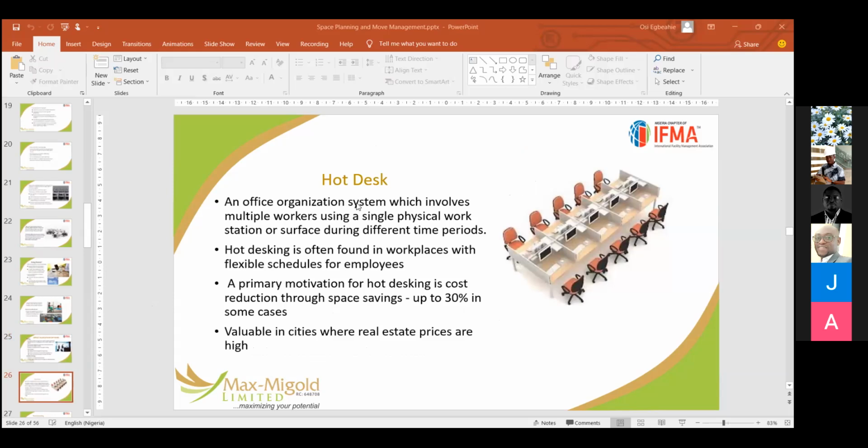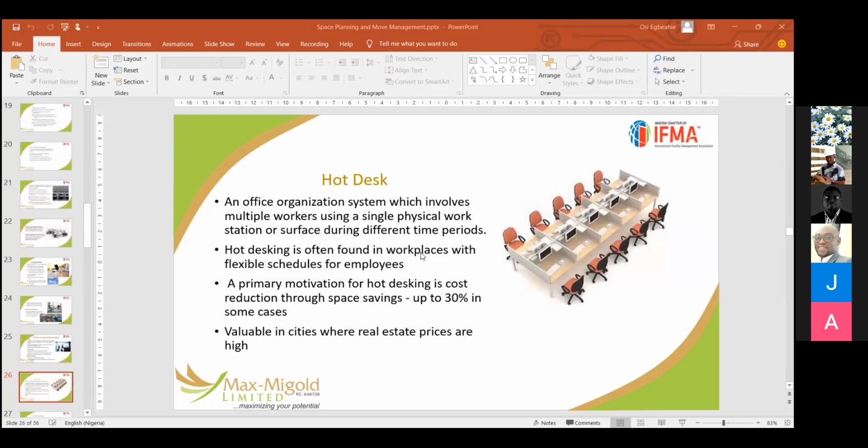The hot desk system is an office organization system which involves multiple workers using a single physical workstation and or surface during different times and periods. Most telecoms in their offices have a lot of hot desks because you have people coming from different regions to come and work in some area. If your station is in Lagos, sometimes they will tell you to go to Abuja to do something. And when you get to the Abuja station, you have a desk there you can work. Those desks that they make provision for you there are called hot desks.